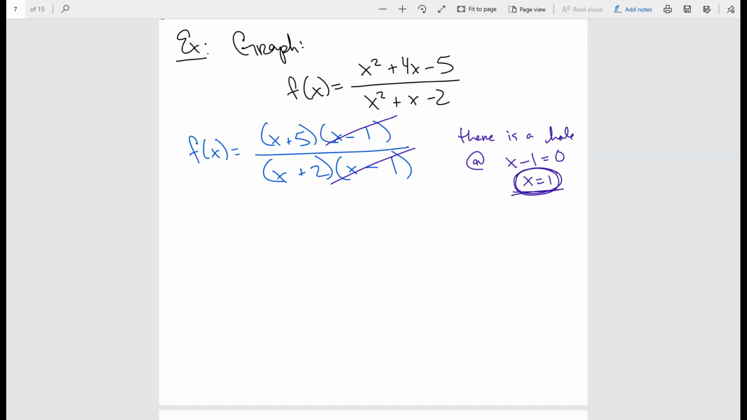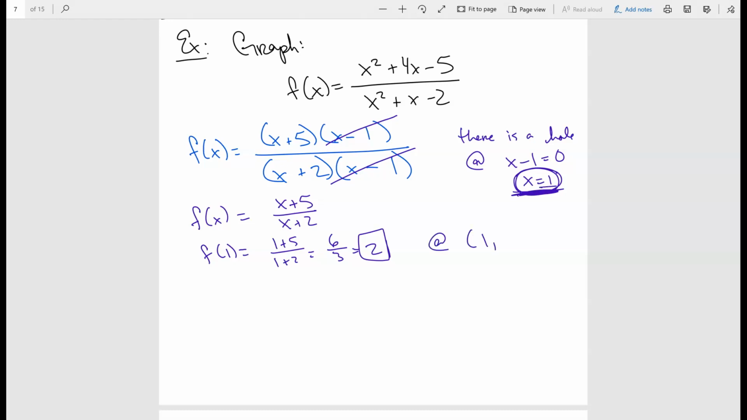Now what you have is this new function, x plus 5 over x plus 2. If I plug in x equals 1, what am I going to get? You're going to get 6 over 3, which gives me 2. So at 1 comma 2, that's my x value and y value, there is a hole. Let's keep that in mind.